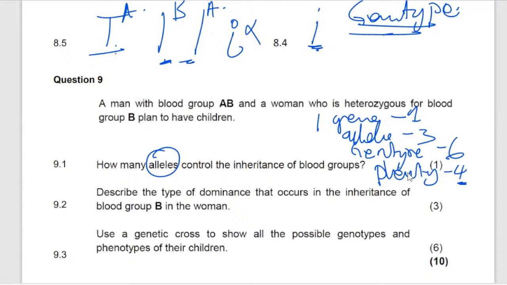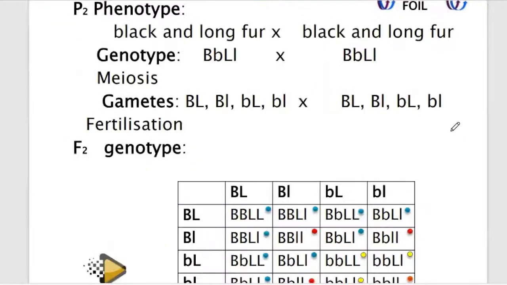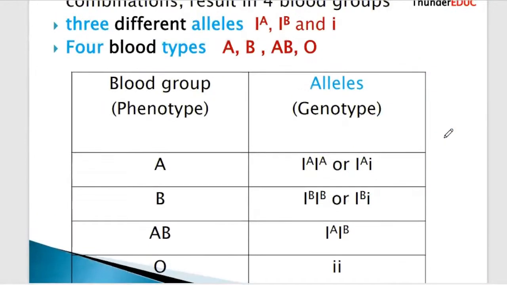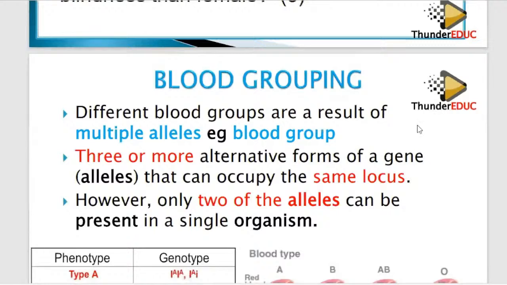But genotypes, there are 6, because A can be homozygous or heterozygous. Let me show you the distinction material, because some people, just by listening, might not take it in. Here is what I'm saying from the distinction material. Blood groups are a result of multiple alleles, meaning more than 2. There are 3 or more alternative forms of the gene. There are 3.